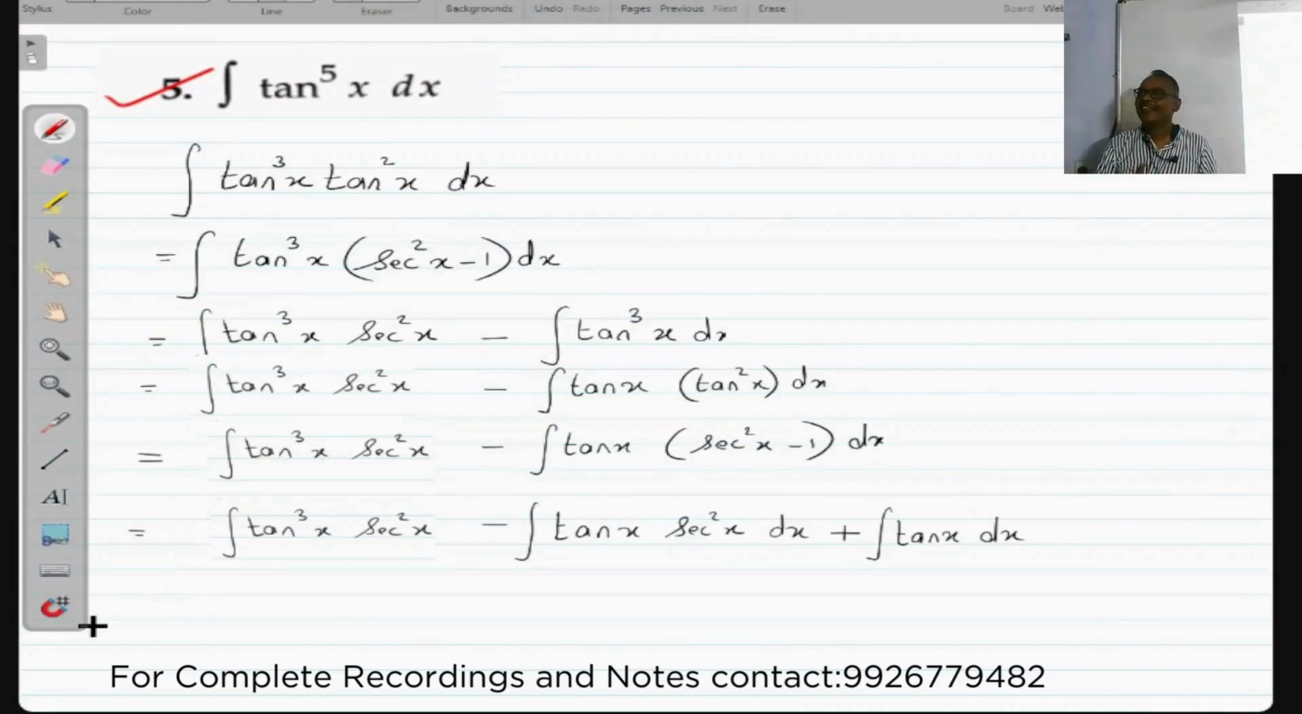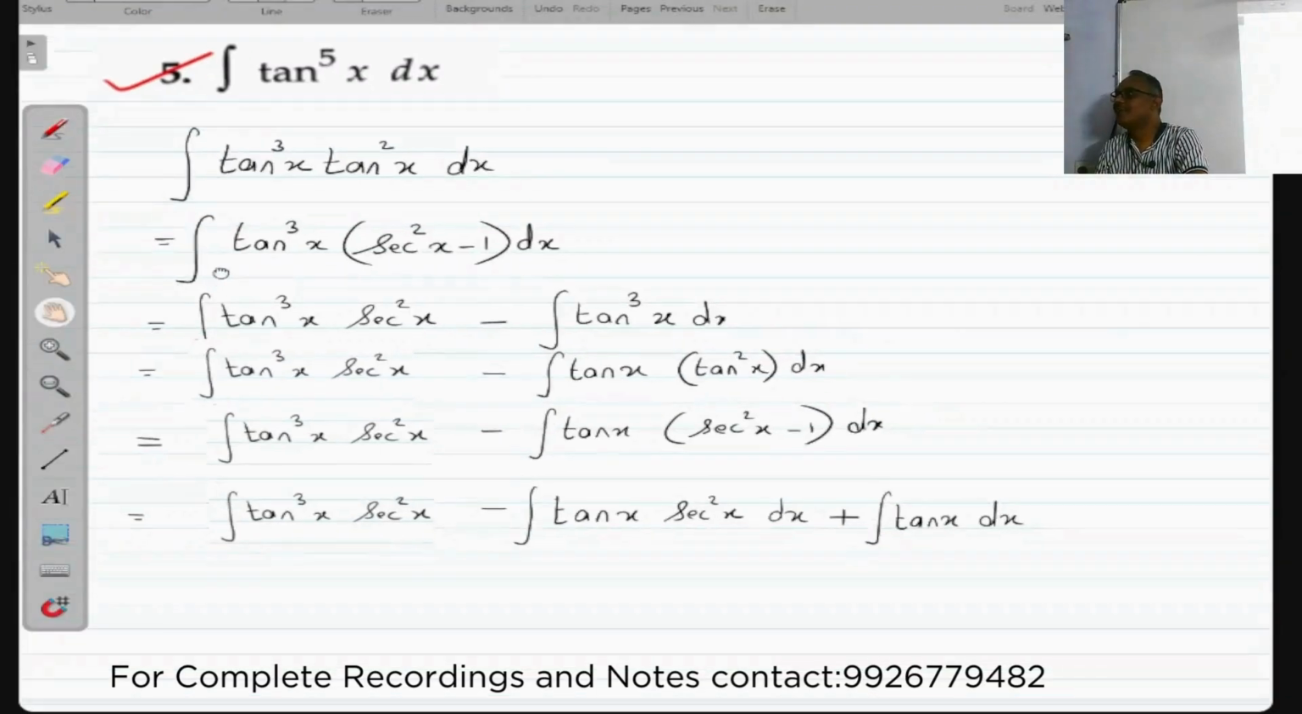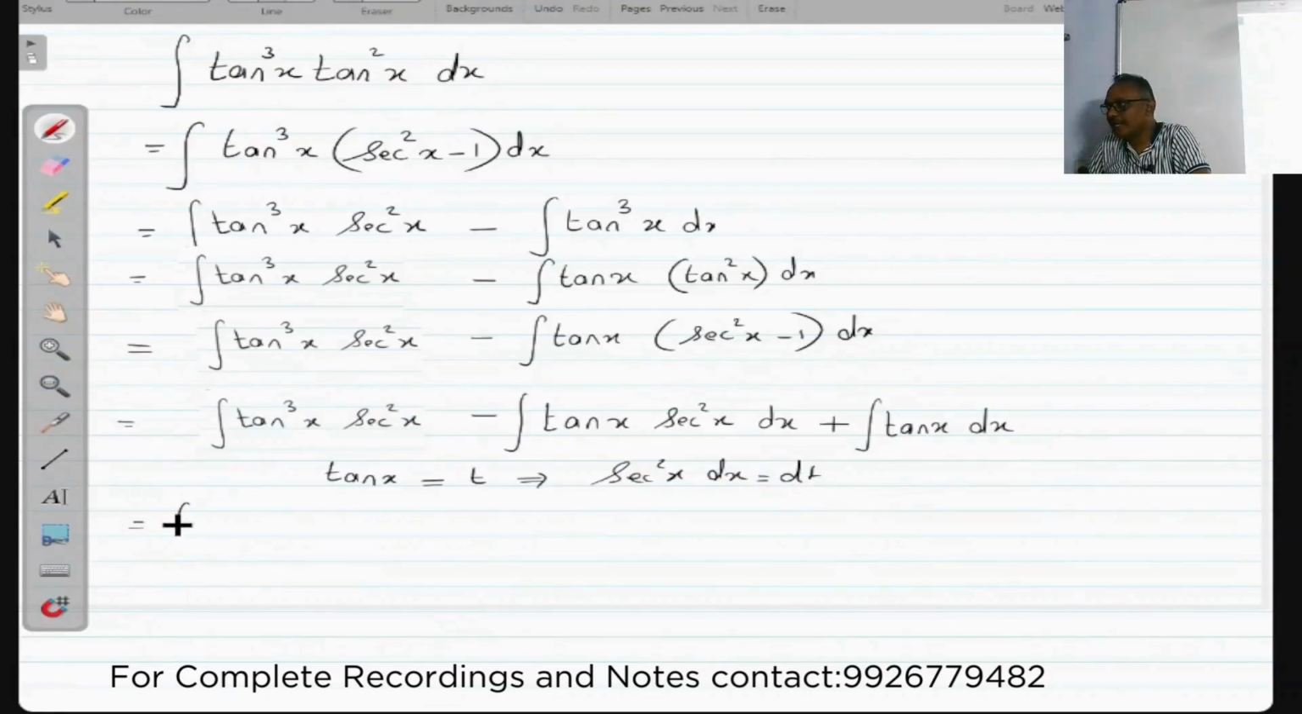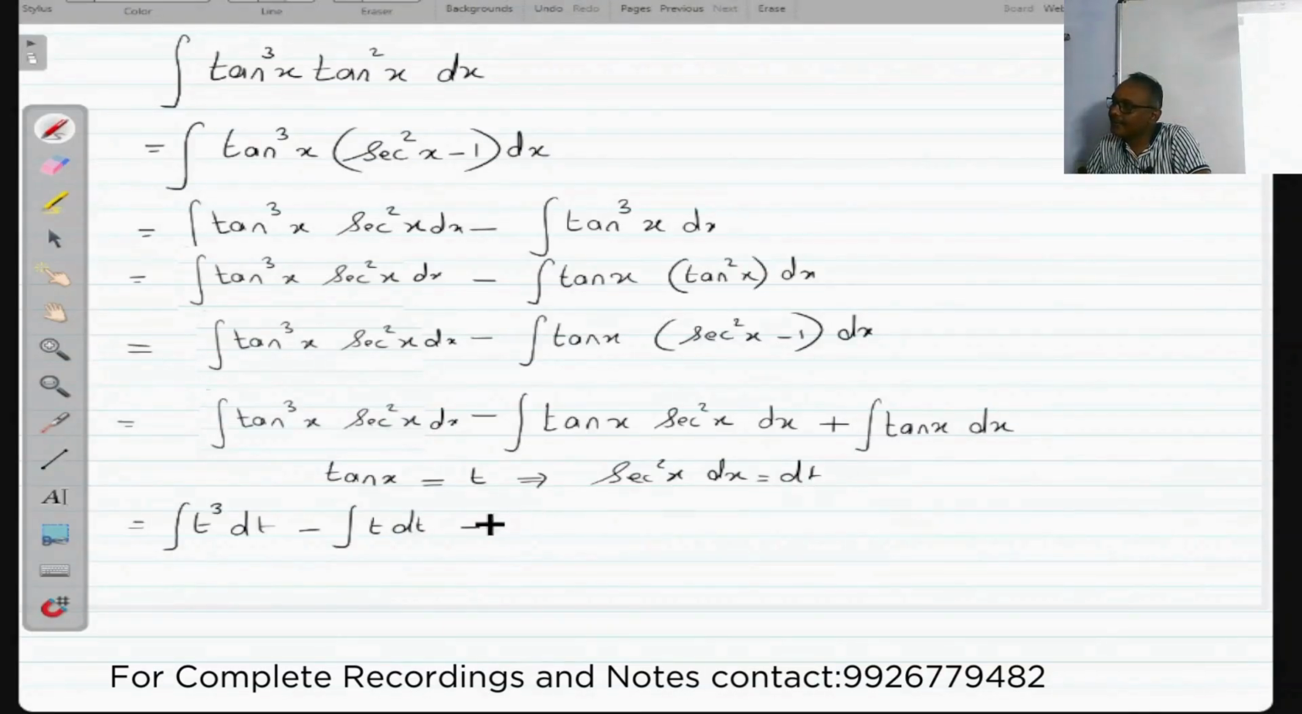ठीक है ना. Now in the end we will put tan x as t. If we put tan x as t, तो sec square x dx will become dt. So what will this become? dx. This is t cube, this is t, and this is integral of tan theta log sec.